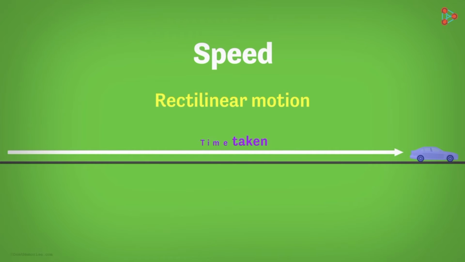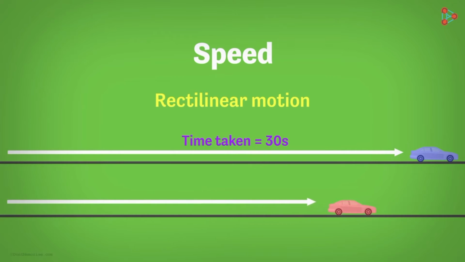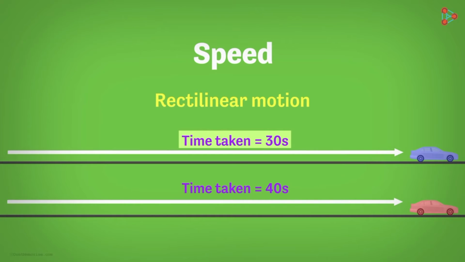Suppose the time to reach the other side is 30 seconds. Now, consider another car similar to the first one. It is also moving in a straight path adjacent to the first one. The time taken by the red car to cover the same length of the road is 40 seconds. The blue car covered the same path length in 30 seconds while the red car took 40 seconds.